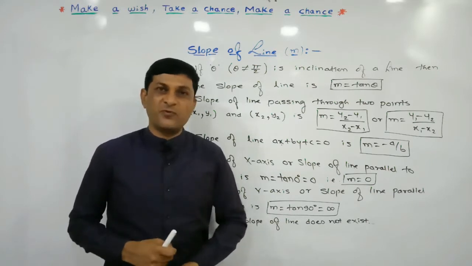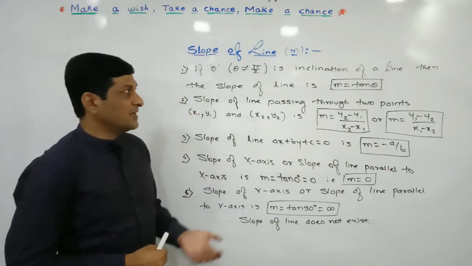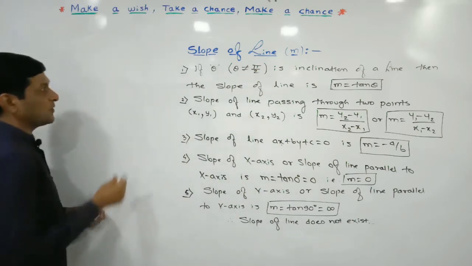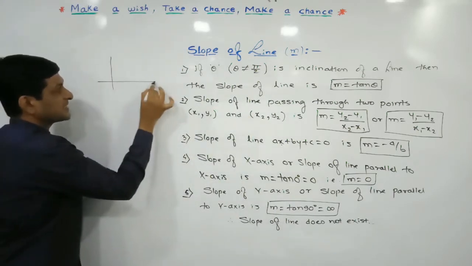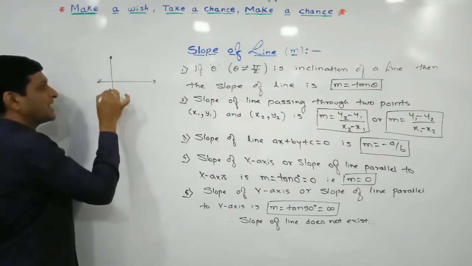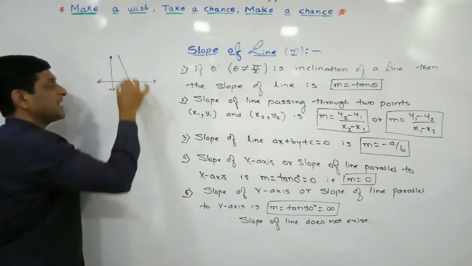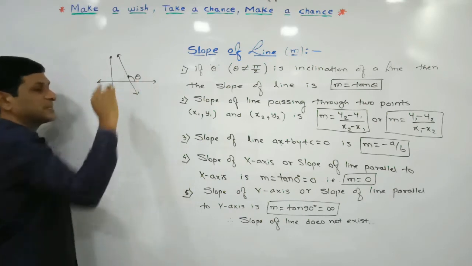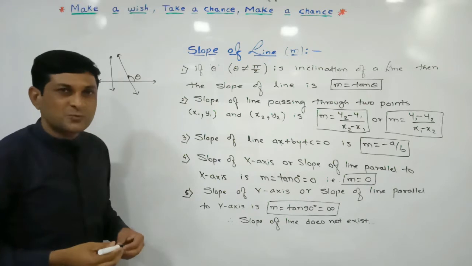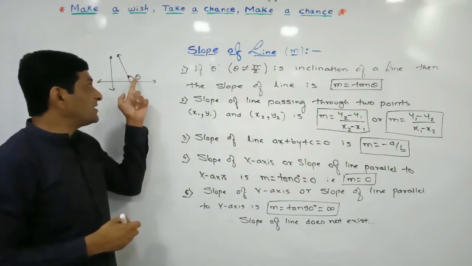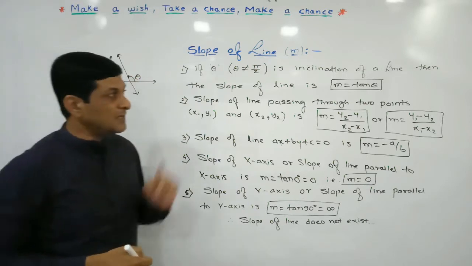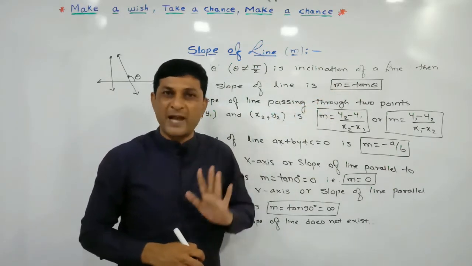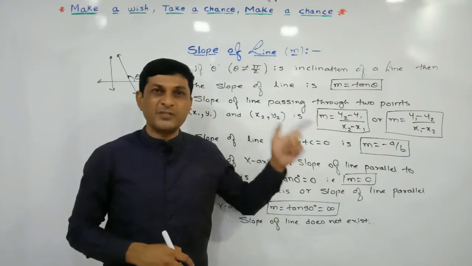So let us discuss the first formula to find the slope of a line. If theta is the inclination of a line, just now we have discussed the definition of inclination. Let us suppose these are the x-axis and y-axis, and if some line makes angle theta with the positive direction of x-axis in anti-clockwise direction, then such an angle is called inclination. If we denote the inclination of a line by theta, then the slope of this line can be found by applying the formula m is equal to tan theta. So what is the first formula? m is equal to tan theta.